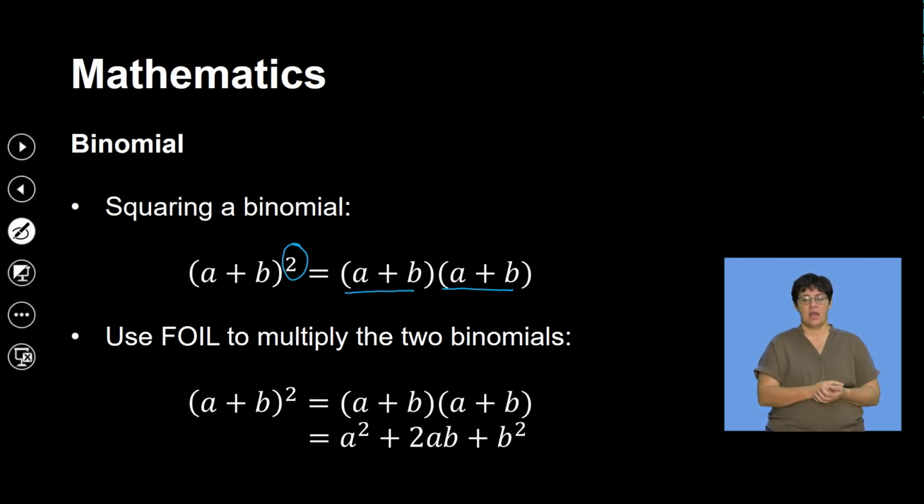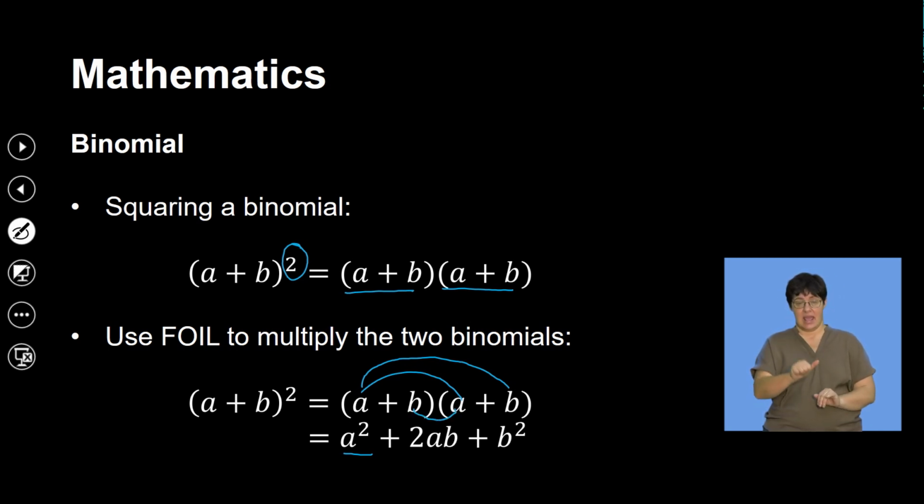Which will give me the a multiplied by the a will give me a squared. The a multiplied by that b there will be ab, and then the b multiplied by the a will also be ab.